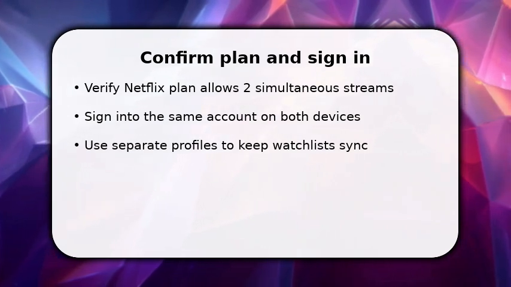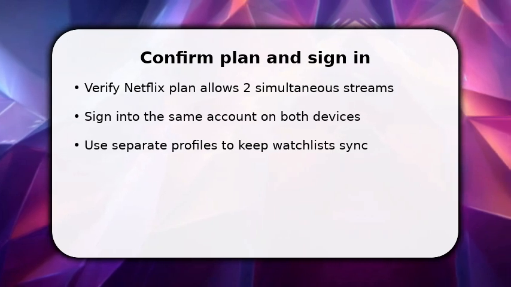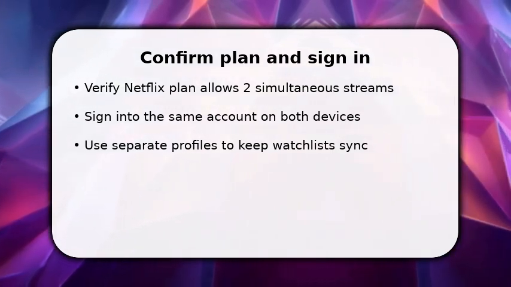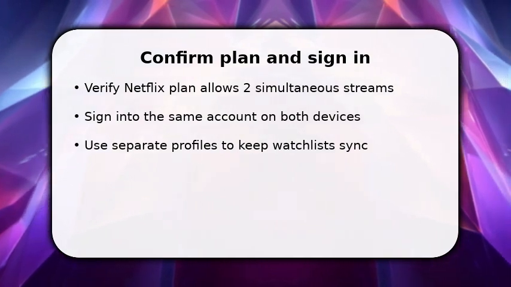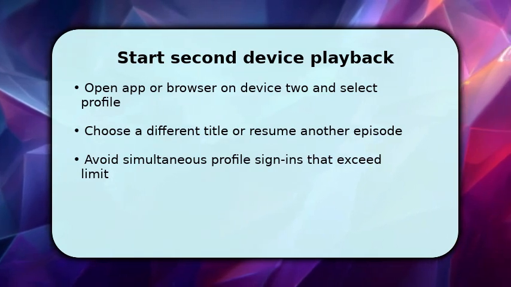Make sure each device runs the latest Netflix app or a modern browser, because outdated apps can block playback. Start playback on the first screen, then launch the second device and begin the show. This immediate order prevents session conflicts. Now you'll proceed to initiate the second stream.